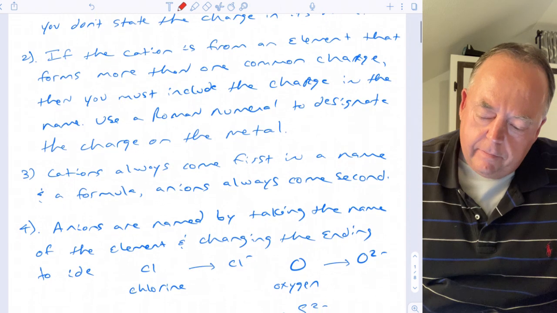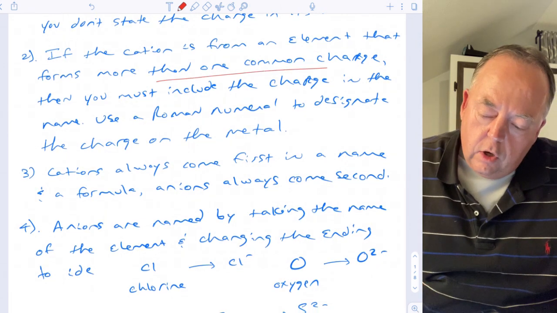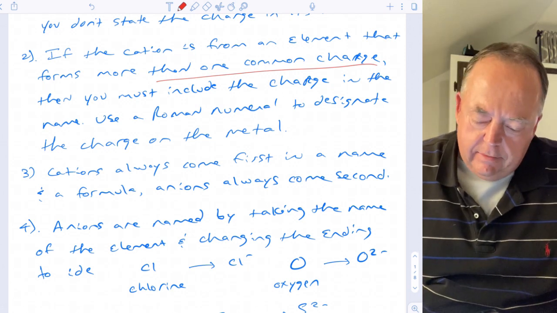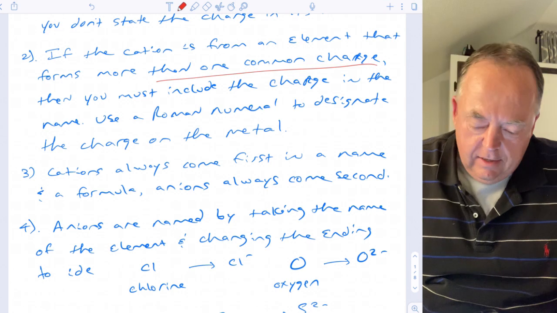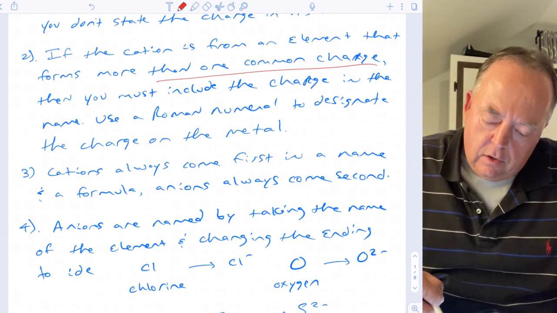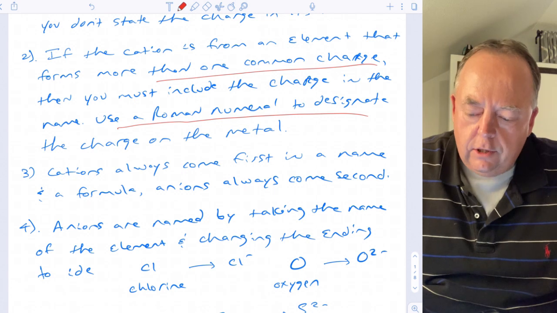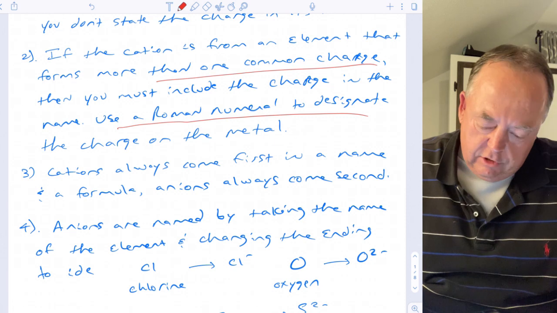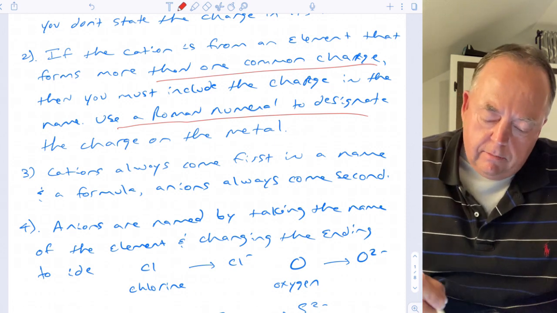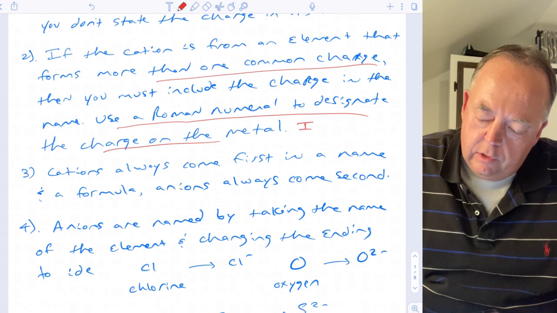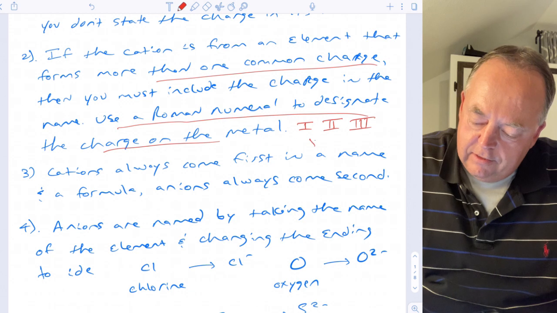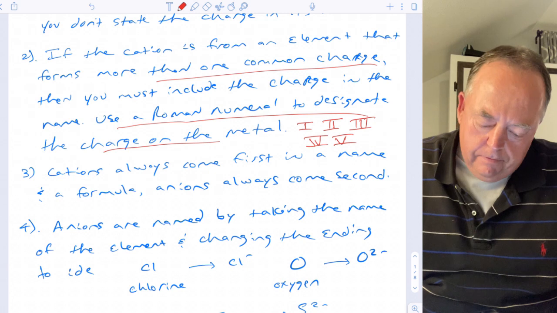So if the cation is from an element that forms more than one common charge, so like tin can be +2 or +4. Palladium is oftentimes +2 or +4. So if the metal forms more than one charge state, then you have to indicate what the charge is in the name of the compound. And so you use a Roman numeral to designate the charge on the metal, right? So if it's +1, a Roman numeral 1, if it's +2, a Roman numeral 2. So you have to remember how to write in Roman numerals, right? So 1, 2, 3, 4, 5, for example.